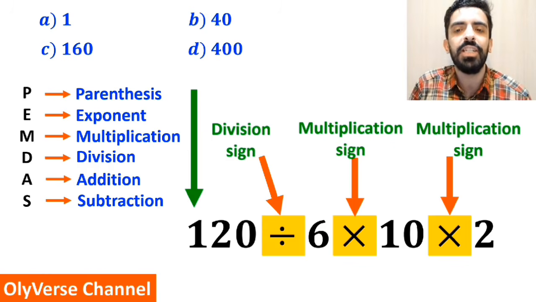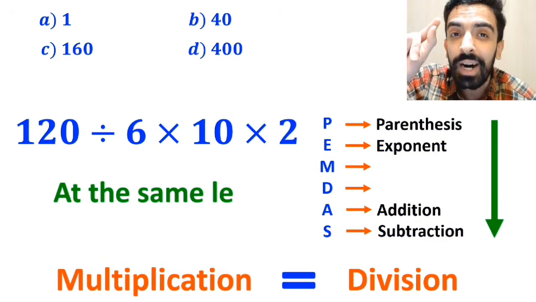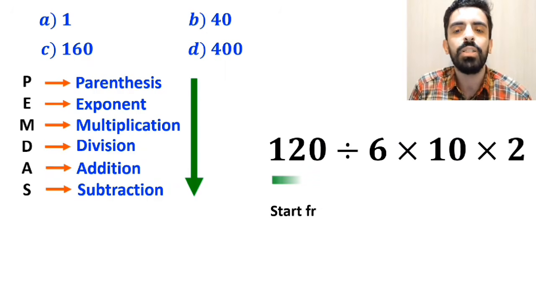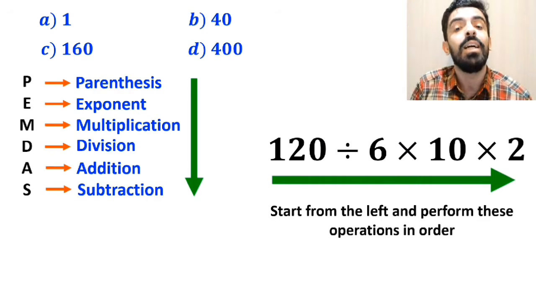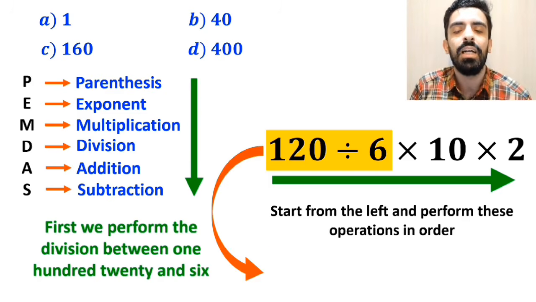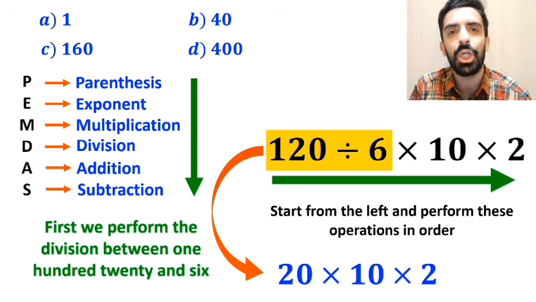Alright, as you can see on the screen, in this expression, we have one division sign followed by two multiplication signs. We must pay close attention that multiplication and division are at the same level of precedence. In this situation, the best thing to do is to start from the left and perform these two operations in order. So, first we perform the division between 120 and 6, which simplified this expression to 20 multiplied by 10 and again multiplied by 2.